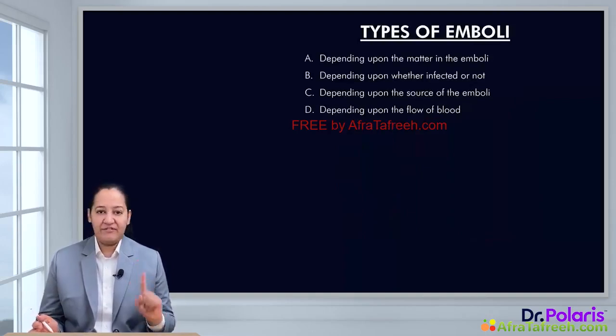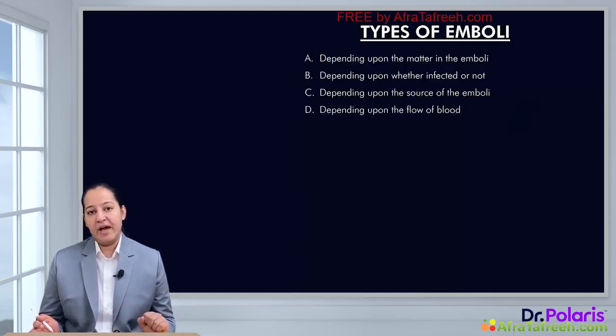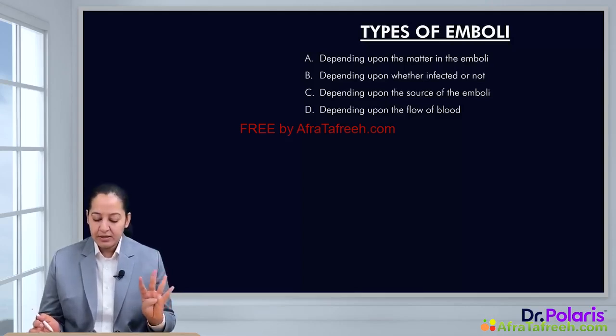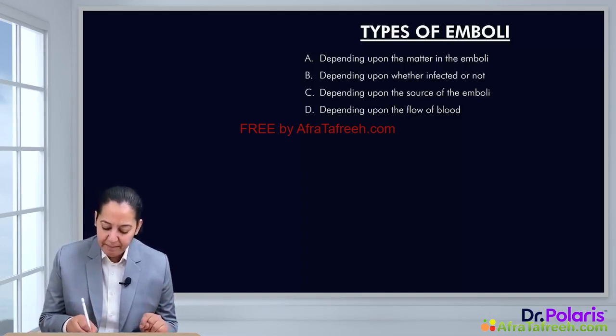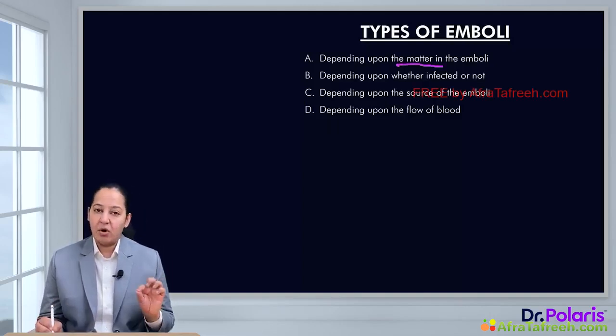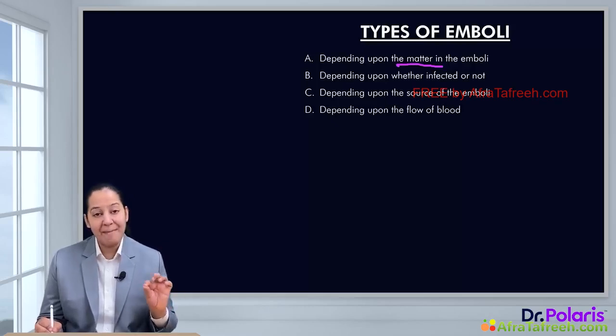Now we have done the definition of embolus. We understood what an embolus is. Now coming to the classification of embolism. How to classify embolism? We can classify embolism based on 4 criteria. We will be discussing these one by one. The first depends on the matter, whether it is solid, liquid, or gaseous. Depending on the matter present inside the emboli, we classify them.